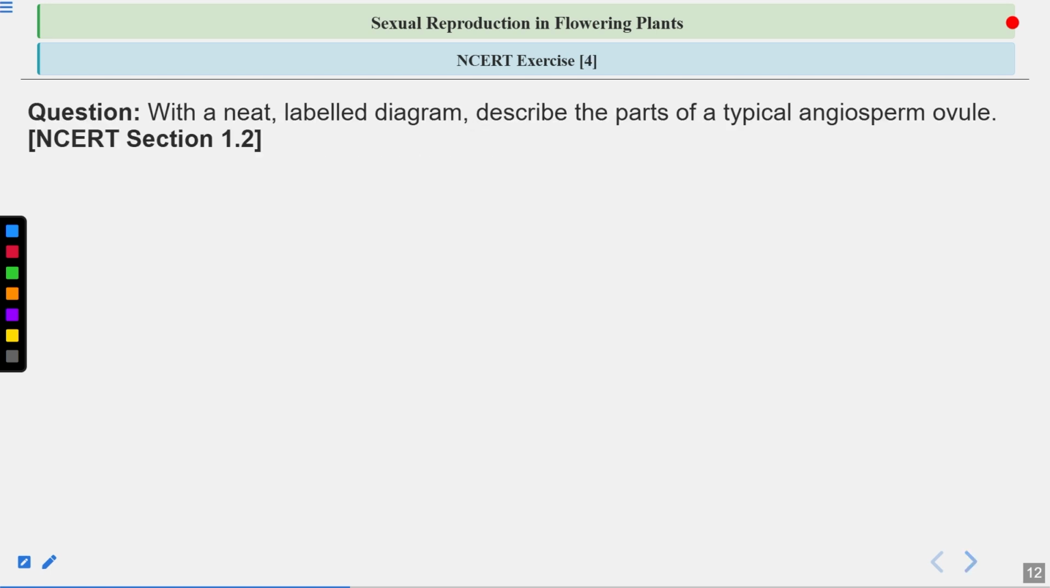Next question is here. With a neat labeled diagram, describe the parts of a typical angiosperm ovule. Okay, so this is a total question, that is, you have to make a diagram, right? So, diagram of ovule. This question is again from the 1.2 section.